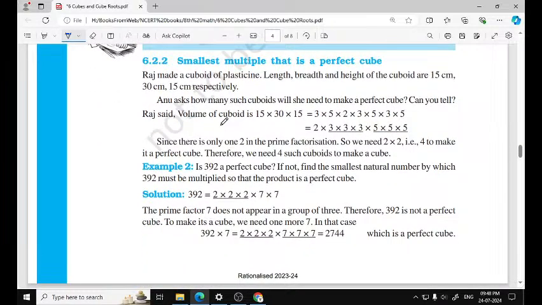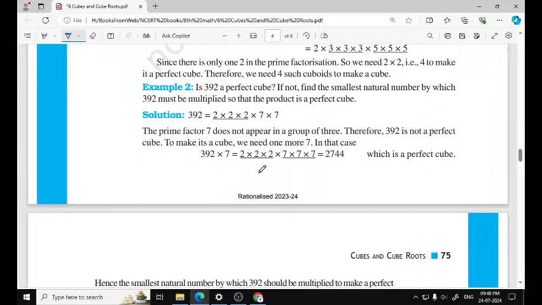Smallest multiple that is a perfect cube. Is 392 a perfect cube? If not, find the smallest natural number by which 392 must be multiplied. 392, let us prime factorize this. We can divide one more time.